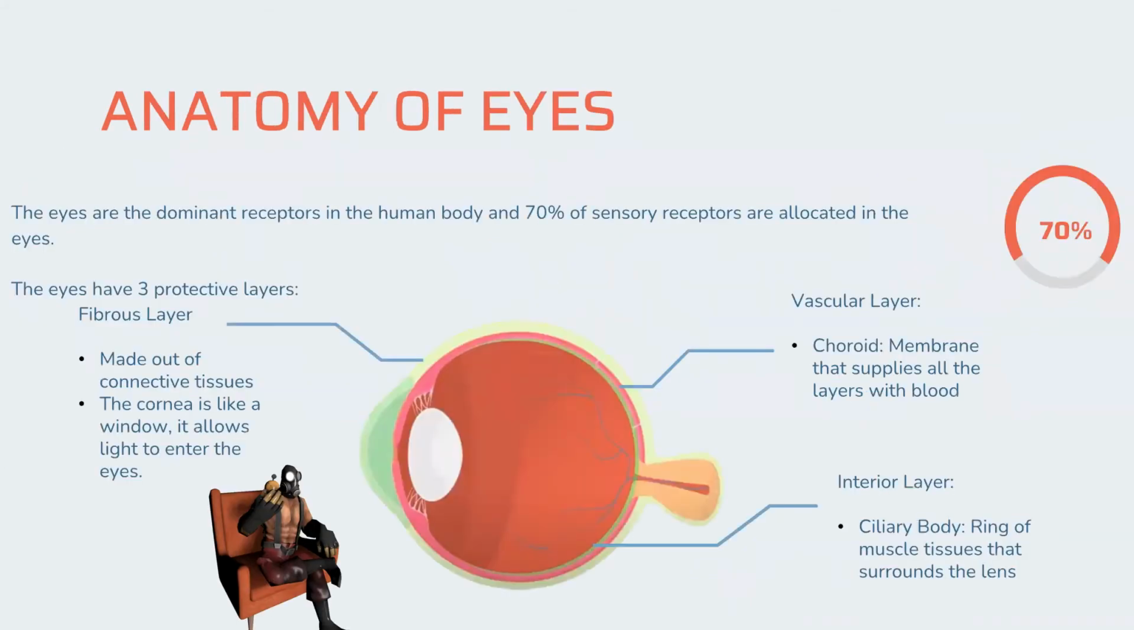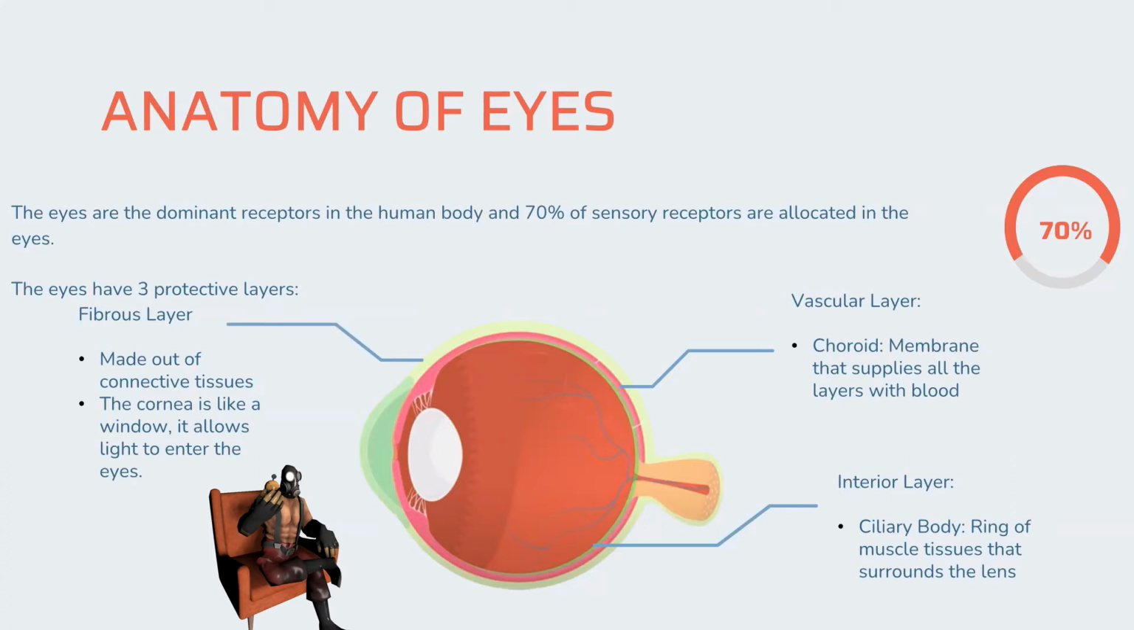So now we move on to speaking about the eyes, which are one of the most crucial and essential parts of the human body. So the eyes contain almost 70% of all sensory receptors in the human body. Now we move on to speaking about the protective layers, the three main protective layers that build up the eye. So the first layer is the fibrous layer, which is made out of connective tissues, and it has the cornea, and it's like a window. It allows light to enter the eyes.